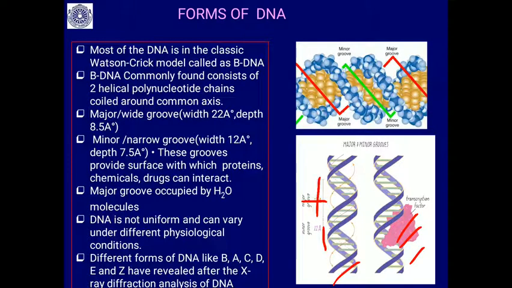So DNA is not uniform and can vary under different physiological conditions. Different forms of DNA like B, A, C, D, E and Z have been revealed after X-ray diffraction analysis of DNA. So the B form changes into A form or else Z form. Most of the time, in normal physiological condition, the DNA occurs in the B form, what you have studied, the Watson and Crick model.